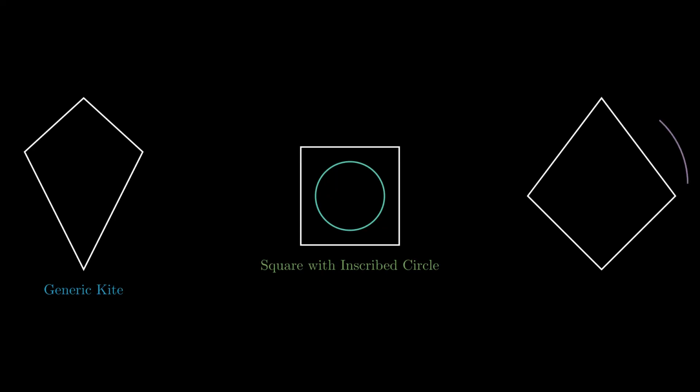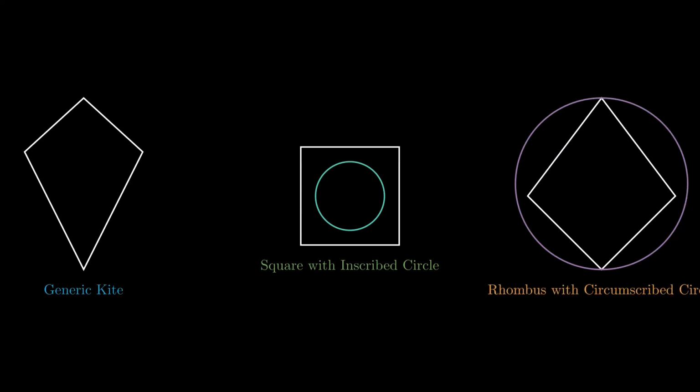Next, let's turn our attention to another special case, the rhombus. Although it shares some properties with our kite, its slanted structure allows for a different circular relationship. Observe the circumscribed circle now appearing around the rhombus. The circle is drawn such that it touches all the vertices. This exemplifies that only a rhombus, or in special cases a square, can have a circle drawn about it that exactly fits around all its vertices.